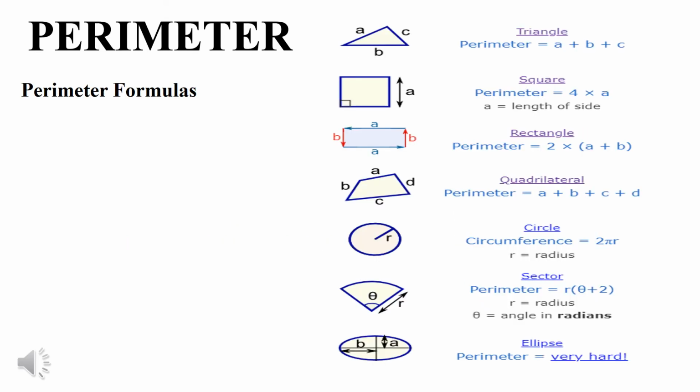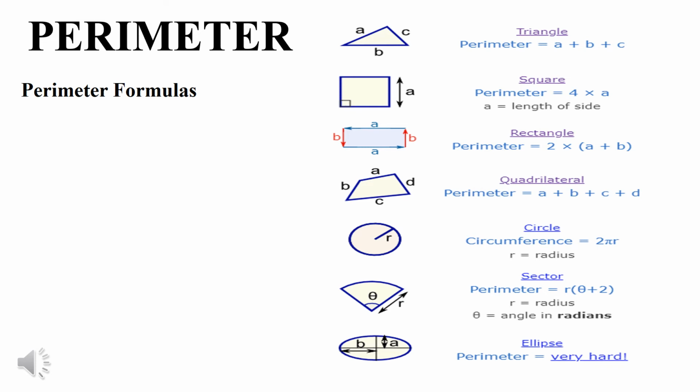Perimeter formulas. Triangle, perimeter equals A plus B plus C. Square, perimeter equals 4 times A, where A is the length of a side. Rectangle, perimeter equals 2 times (A plus B). Quadrilateral, perimeter equals A plus B plus C plus D. Circle, circumference equals 2 pi r.